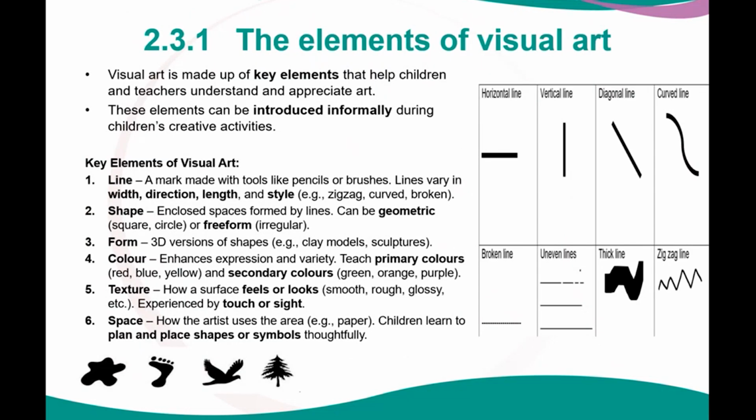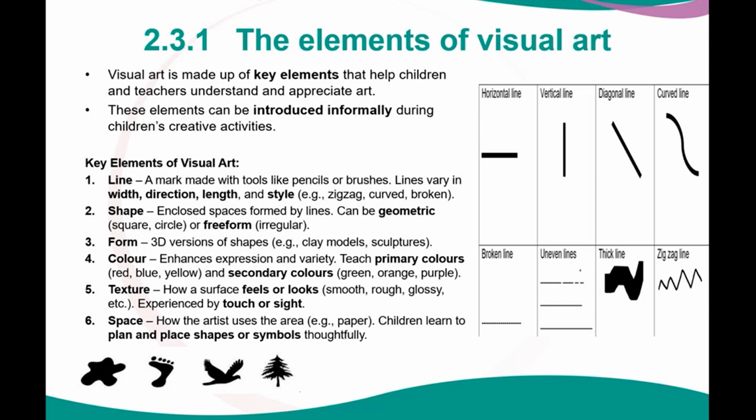Okay, so we're looking at elements of visual art. So visual art is made up of key elements that help children and teachers understand and appreciate art. So these elements can be introduced informally during children's creative activities. I'm not even sure if the entire picture is showing correctly, but the key elements of visual art are basically a line, a mark made with tools like pencils or brushes. And you can make lines vary in width, direction, length, and style. So it can be zigzag, curved, broken, all of that. I think you can see the line as an element of art on the screen as well.